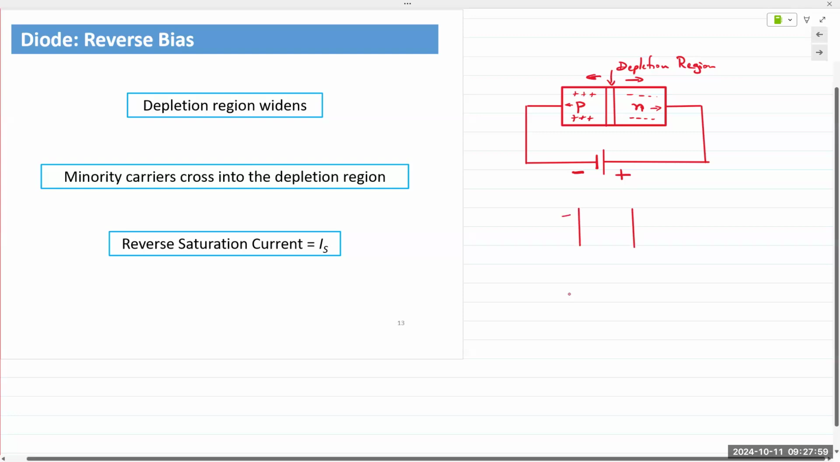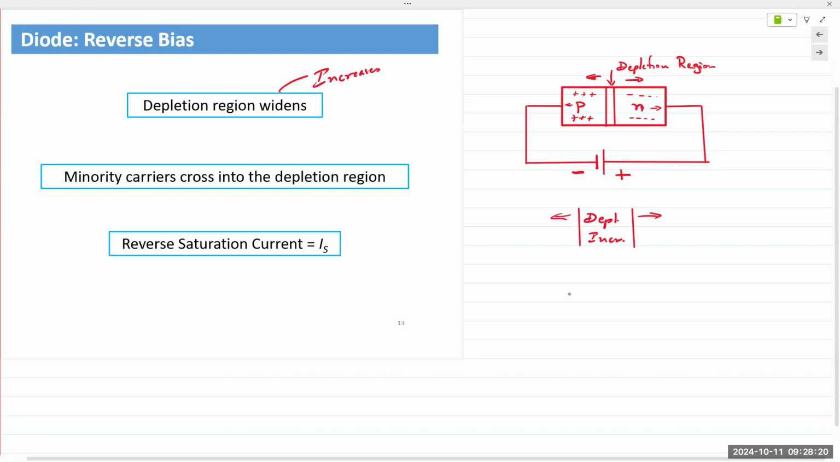Okay. The depletion region increases. There is no current flow due to the majority carriers. Again, remember, majority carriers are the holes, or the positive, in the P-type and electrons in the N-type. But there are also minority carriers present in both P and N-type materials. And the minority carriers are of opposite polarity.